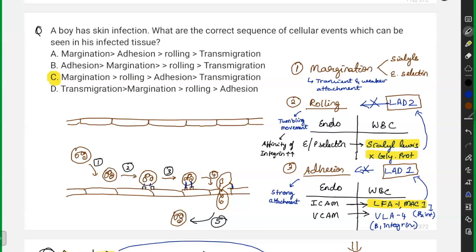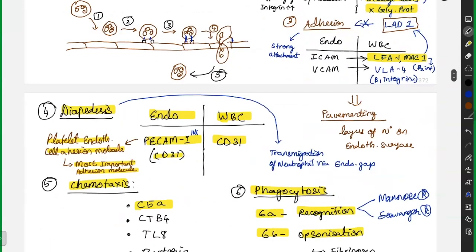Now we are going to move towards the next one, that is going across the lumen. Now the WBC leukocytes are going to come and adhere to the endothelium. This adhered leukocyte has to migrate through the endothelium, and that is called transmigration or diapedesis. This occurs mainly in the post-capillary venules, and the most important molecule is going to be PECAM1 or CD31.